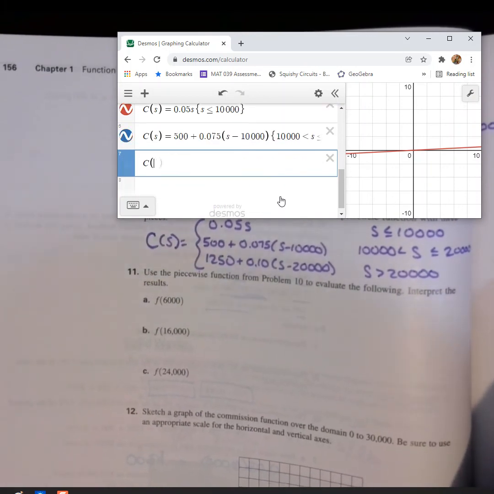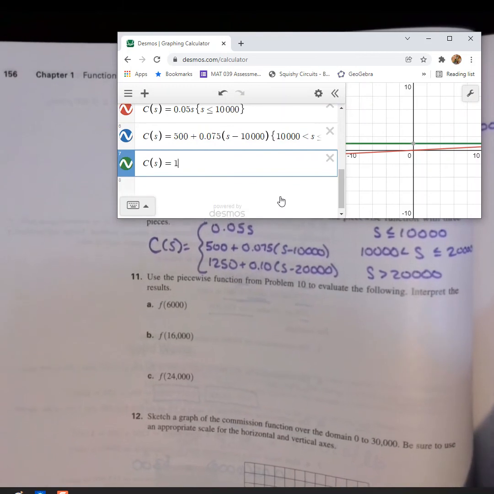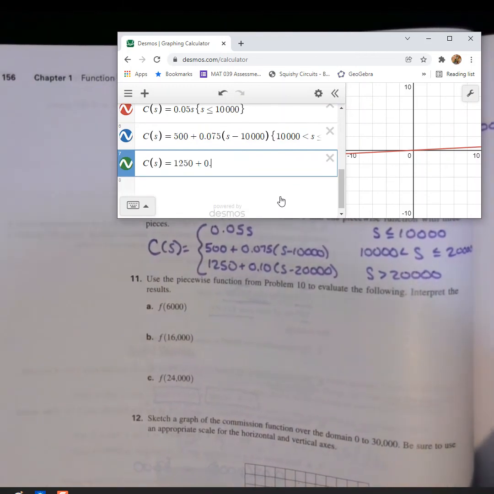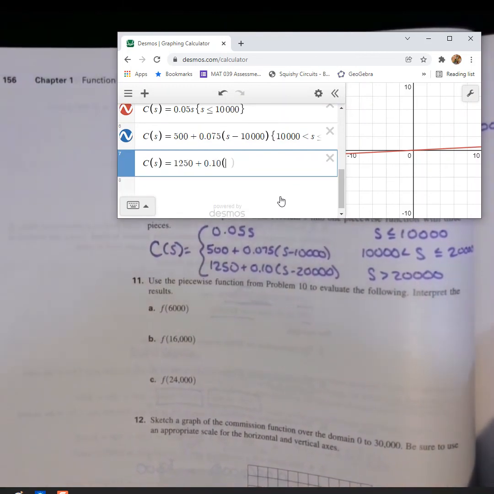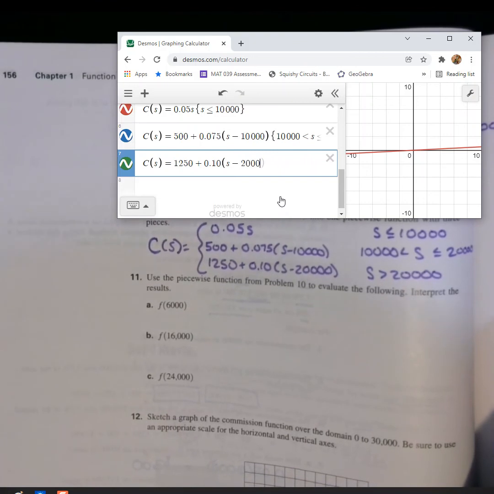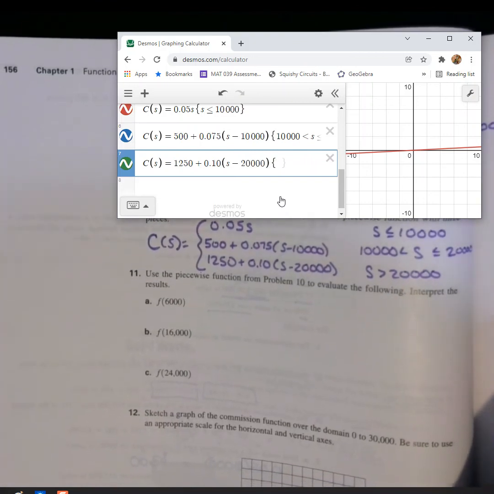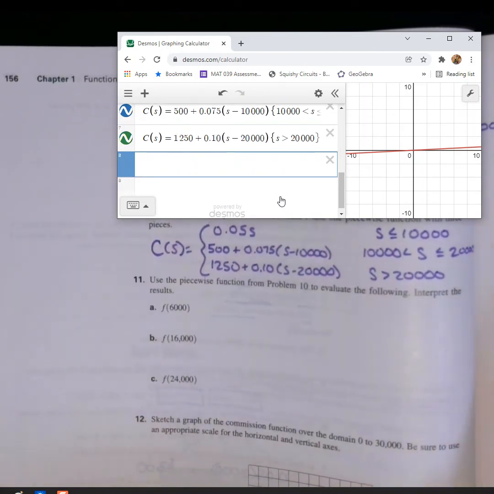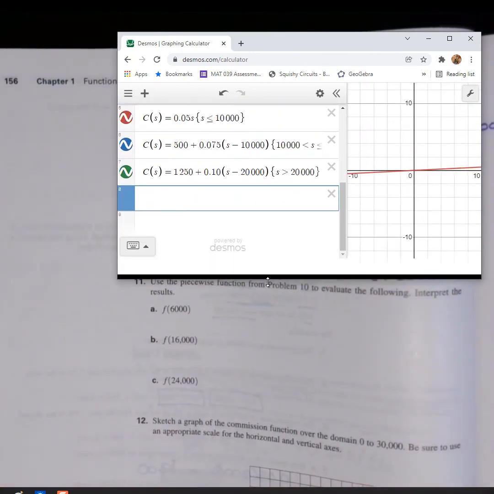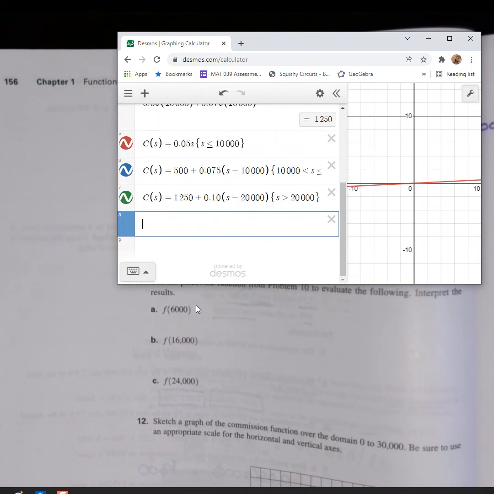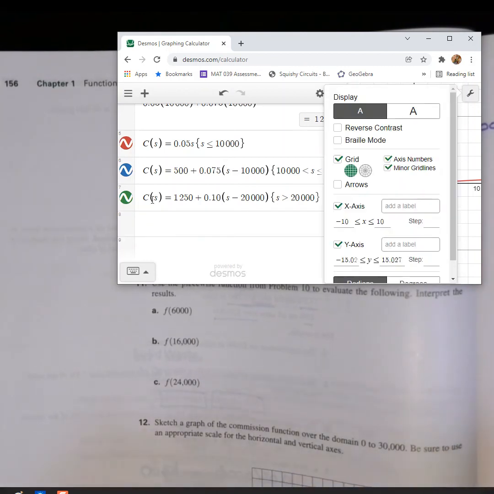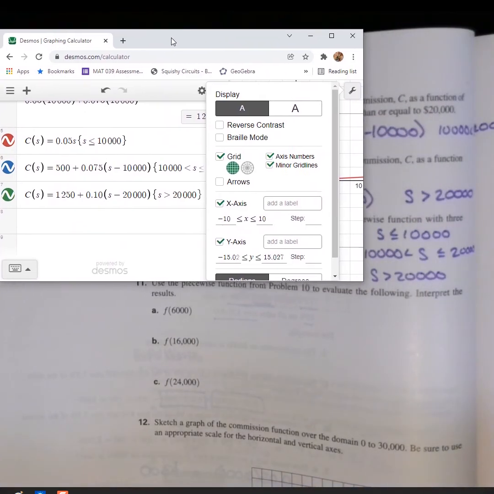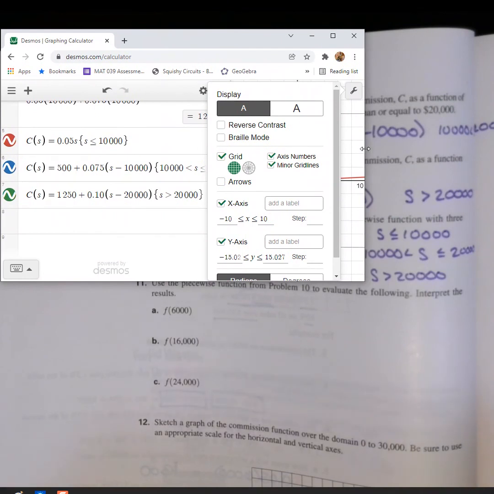And last, our 1250 plus 0.10 times S minus 20,000, using that function when S is greater than 20,000. Okay. Now, I want to use these functions to evaluate. Right now, they are all graphed, and I might as well just look at the graph. So I'm going to rescale this real quick and look at the graph. I'm going to talk about evaluating in just a second.